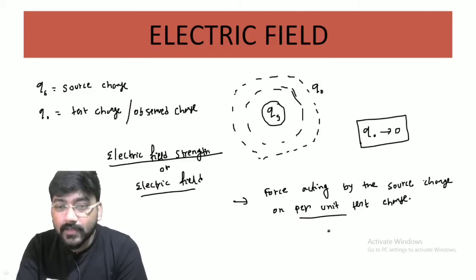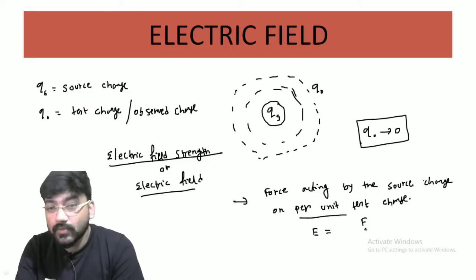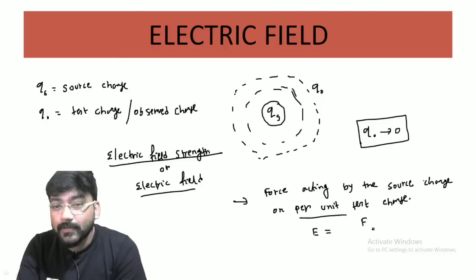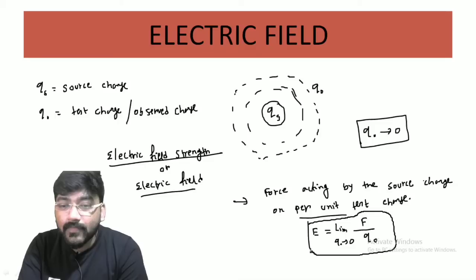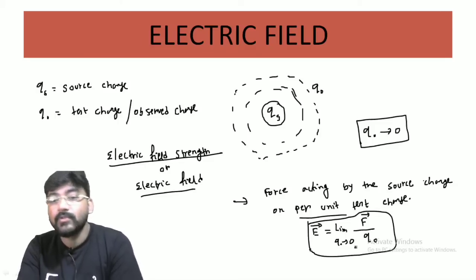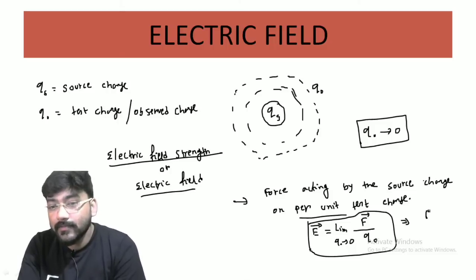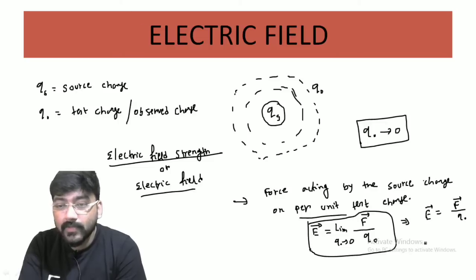That means the electric field, denoted as E, is equal to F divided by Q0. If F is the force on charge Q0, the force per unit charge is F by Q0, and that is in the limiting condition, limit Q0 tends to 0. This is the condition. So the electric field E vector will be F vector by Q0. Or simply you can write that E is equal to F by Q0. So F is equal to Q0 E. Sometimes we will use this result.